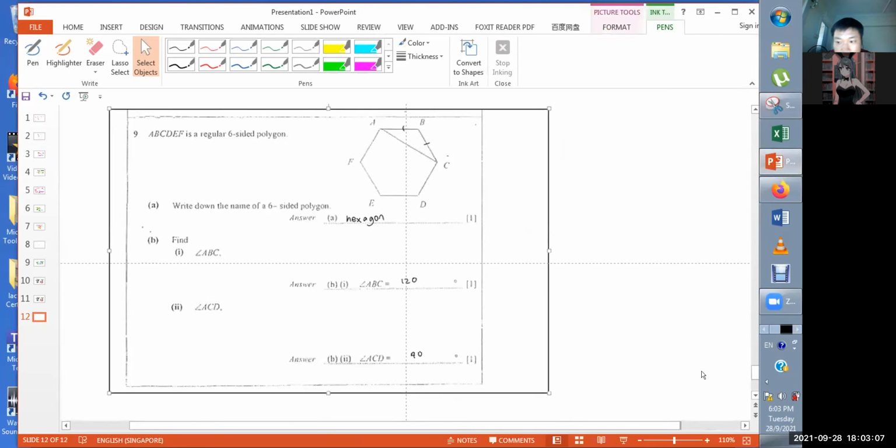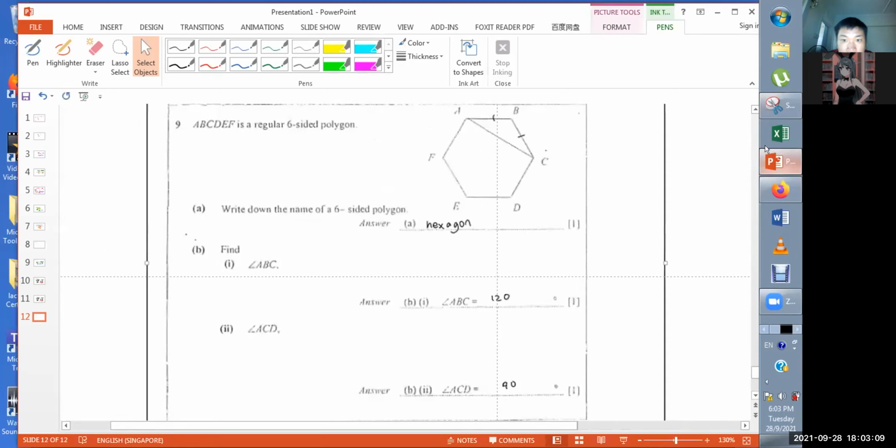Okay, for this question, this is a hexagon. 1, 2, 3, 4, 5, 6. And for ABC, ABC is this one. Basically, first thing first, you need to show why it is 120. Do you know why it is 120?